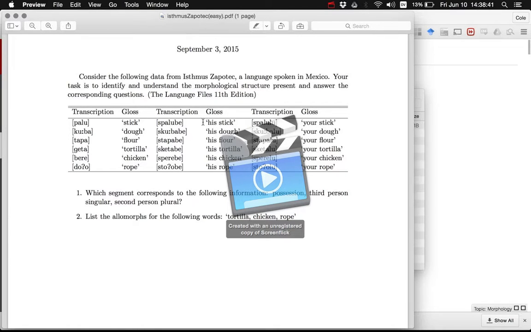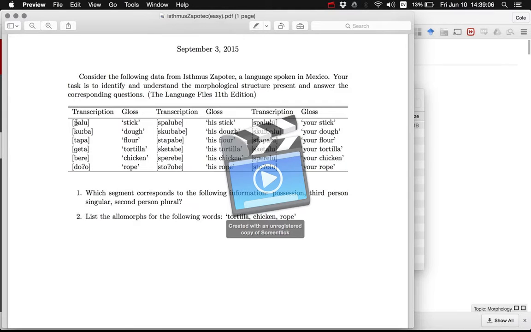So what we can do is let's start up a basic comparison. So the first one I'm going to look at for identifying what might be possession for the word stick is I can look at the word palu, which just means stick. So this is just the basic form of the word. But to make the word his stick, so to say that some third person singular person is owning it, it looks like it's spalube. So we can see that there's been some differences added here.